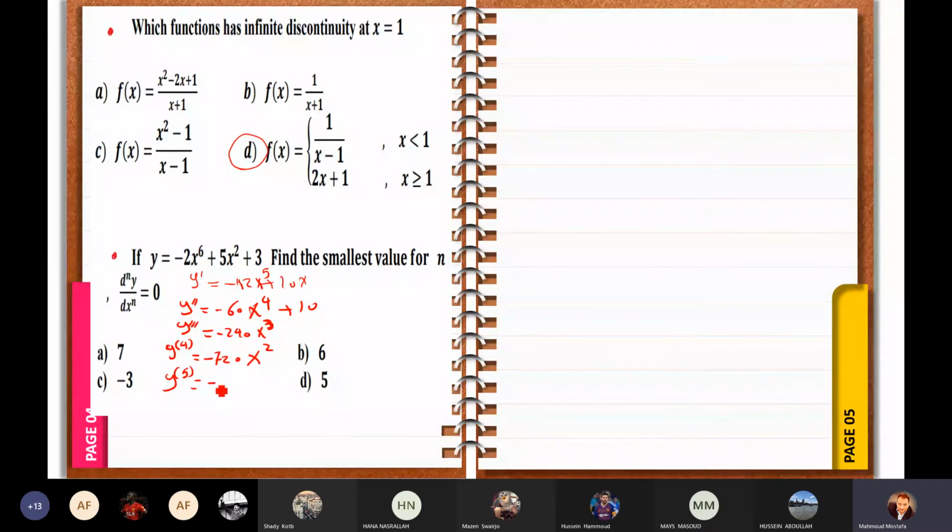Derive again, the fifth now. 2 multiply negative 720, negative 1440, x. The sixth is negative 1440. Now the seventh derivative will be 0. So n is what? 7. By the way, always it will be 1 more, meaning 6 plus 1.